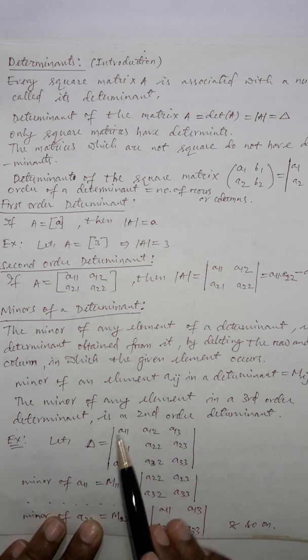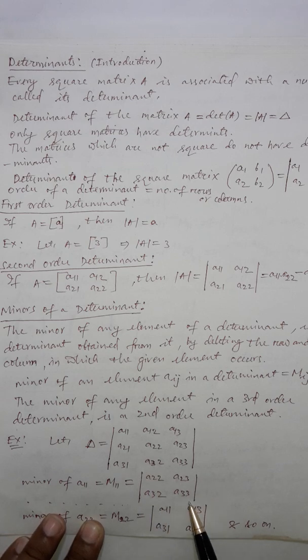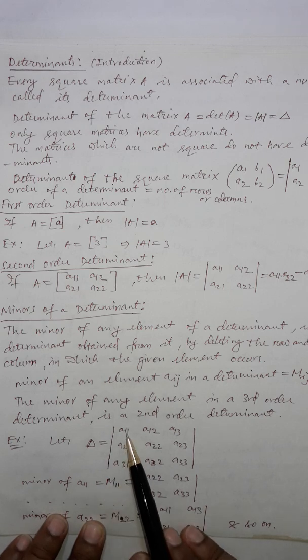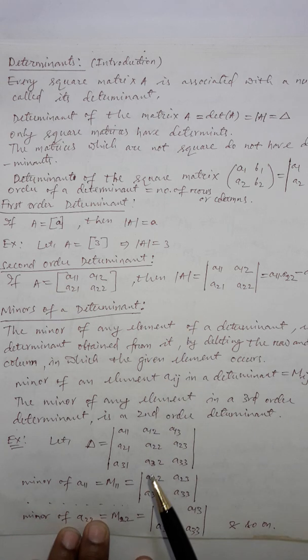If we remove the first row and the first column, then the elements that are remaining are a22, a23, a32 and a33. So, that determinant, which is a second order determinant, is the minor of that element a11. Now, you can further calculate it by cross multiplying and subtracting, as you know before.